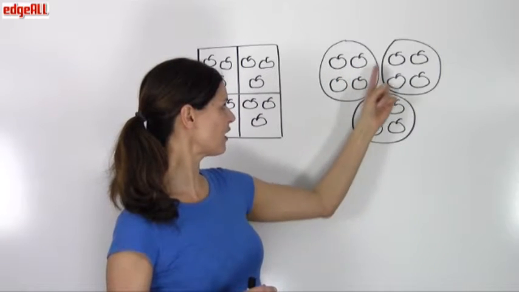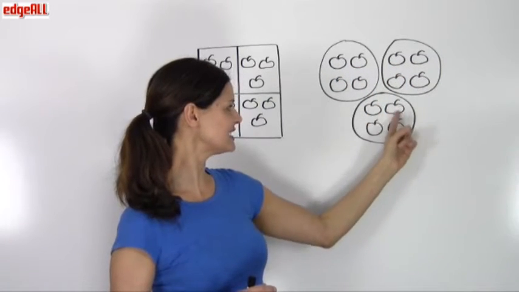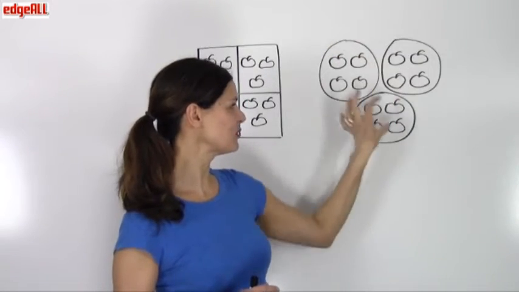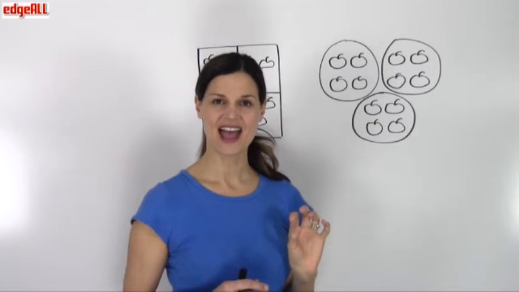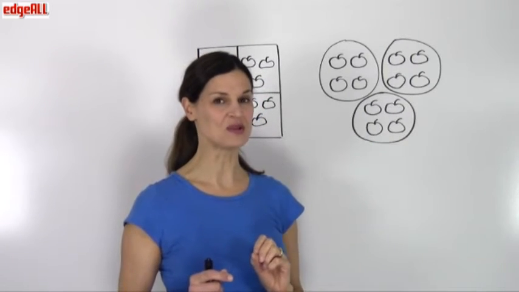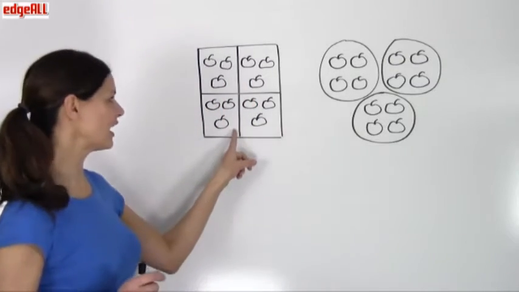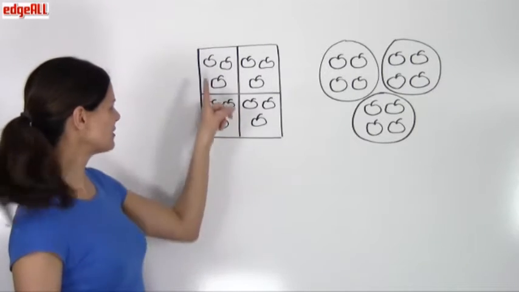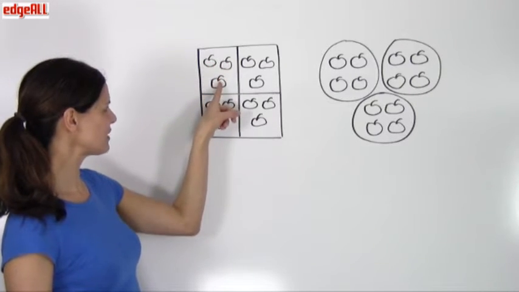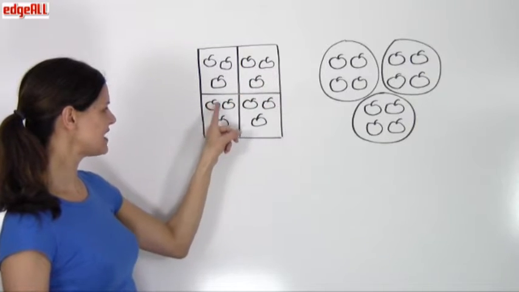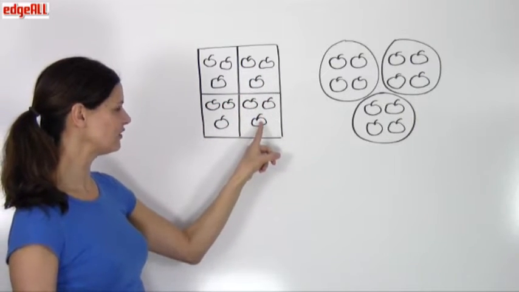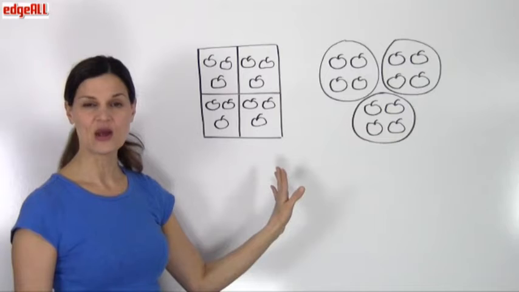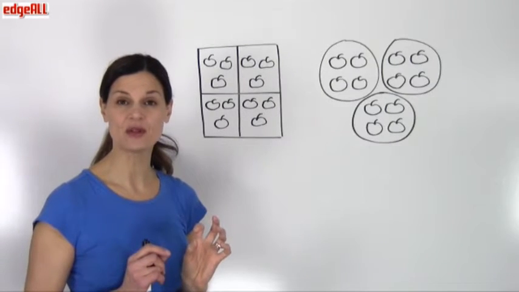1, 2, 3, 4, 5, 6, 7, 8, 9, 10, 11, 12. All 12 of our apples are put into 3 groups of 4 apples each. Also, all 12 of our apples are used when we divide by 4, and we have 4 groups of 3 apples each. So we still have our 12 apples. So when we divide 12 either by 3 or by 4, we end up using all 12 apples.